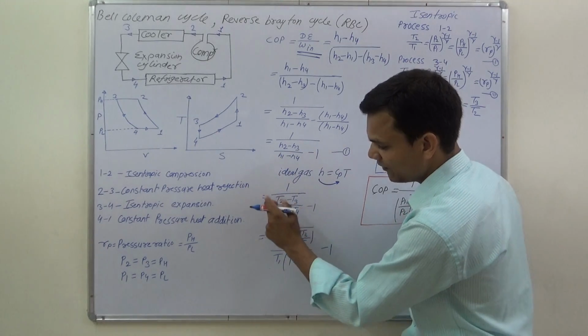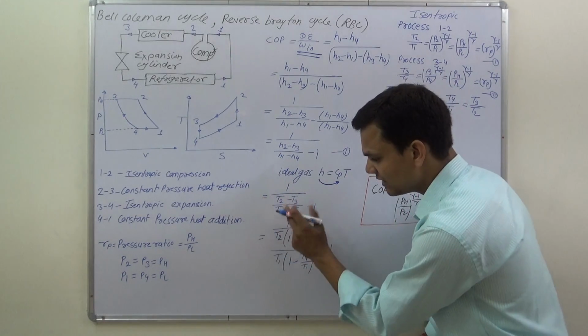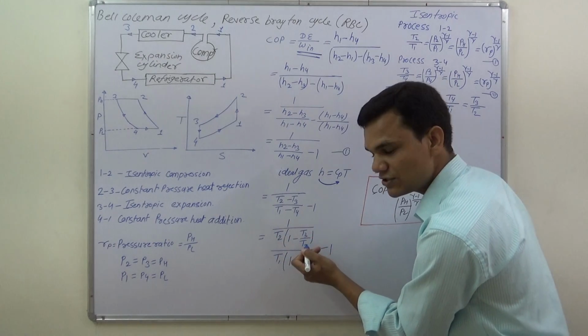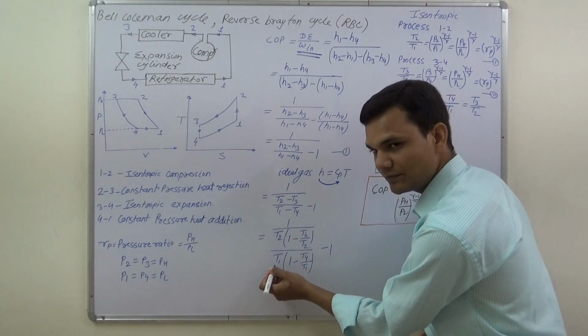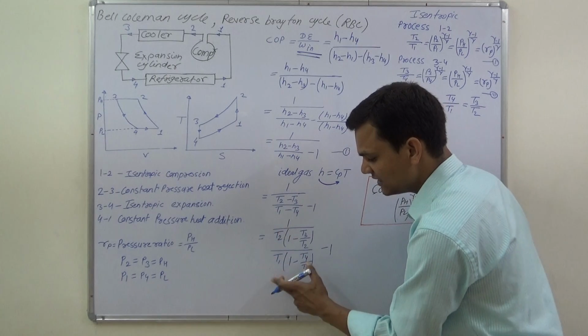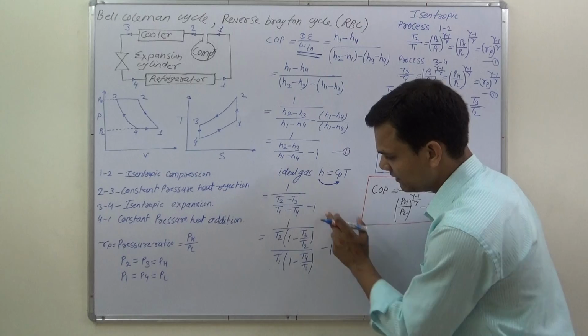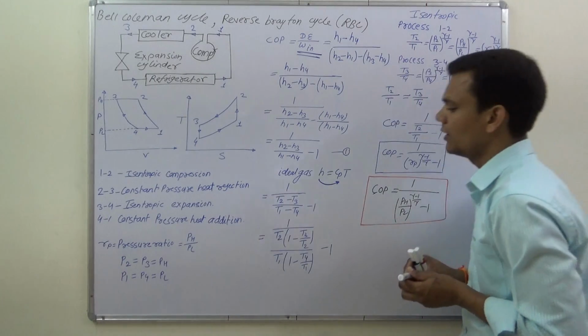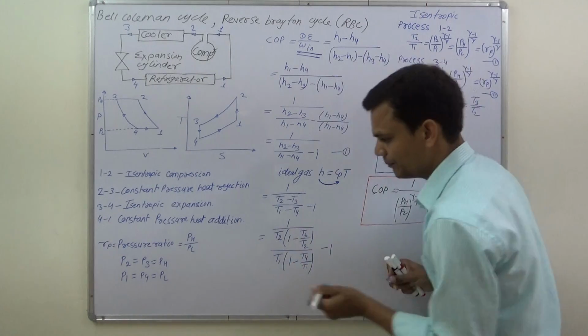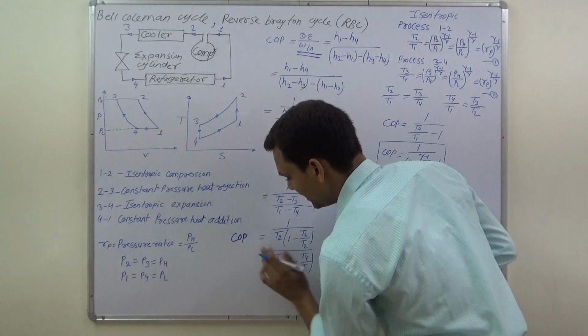Here I write, if I take common T2, then this term will become 1 minus T3 by T2, upon, if I take common T1, this term will become 1 minus T4 by T1, and this will be minus 1. So we get COP in terms of temperature.